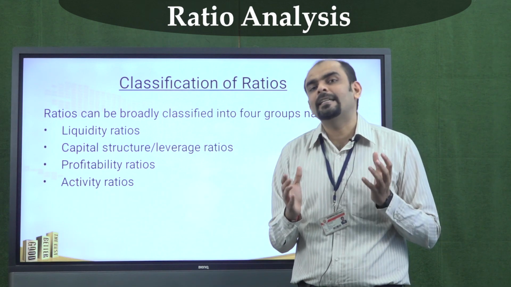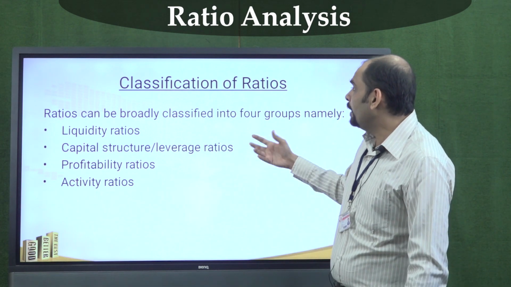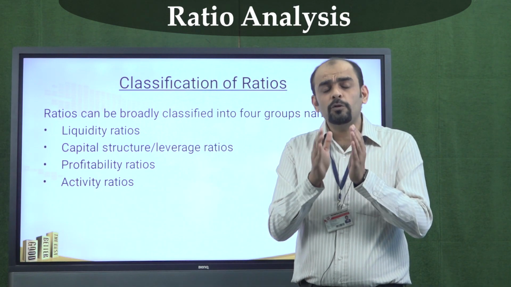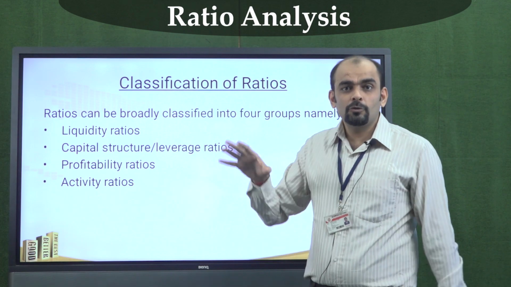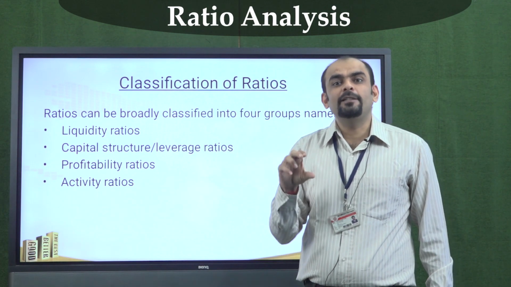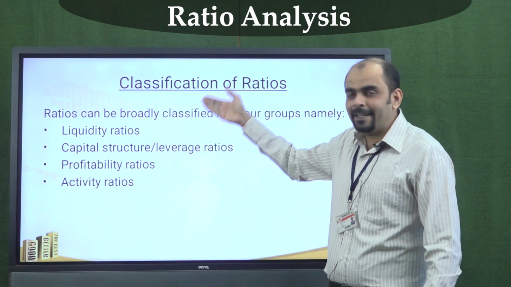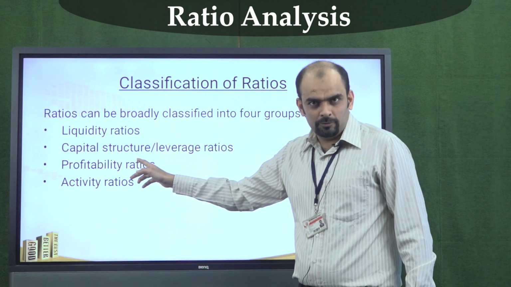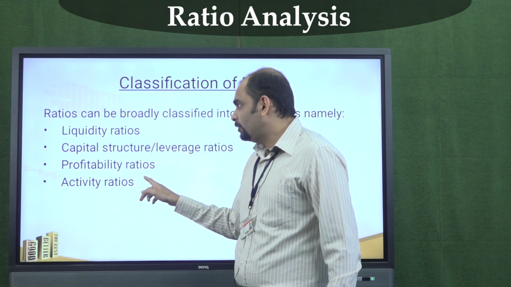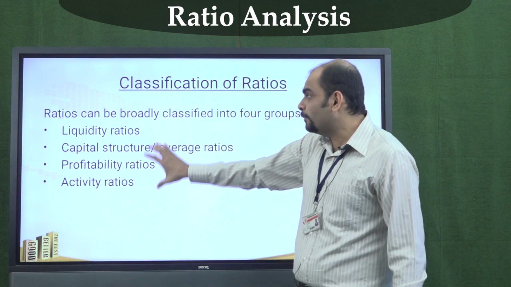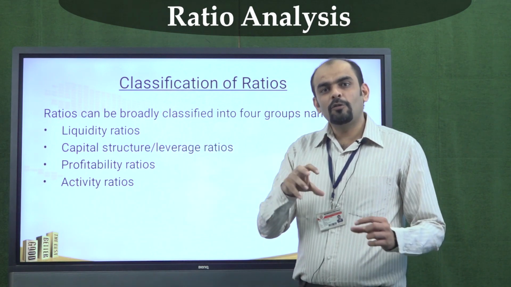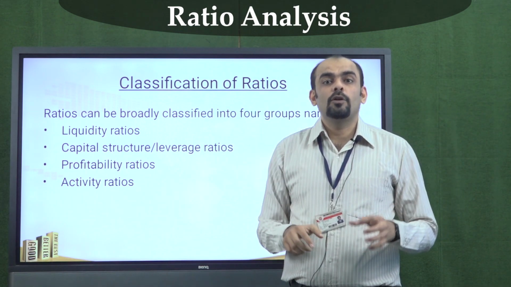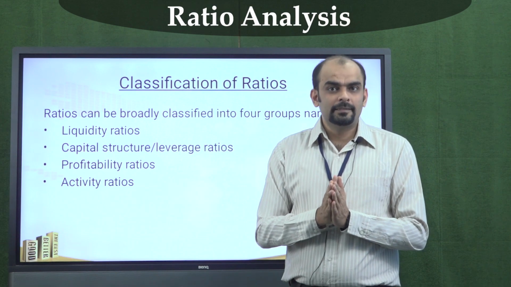This is the traditional classification of ratios, but here we are focusing on a more objective-oriented classification: what you want to know out of that ratio. So if you categorize these ratios objectively, then they can be classified as liquidity ratios, capital structure or leverage ratios, profitability ratios, and activity ratios. So these are the four broad categories on which you can distribute all the ratios that will give you an idea about the overall efficiency of your business, right?